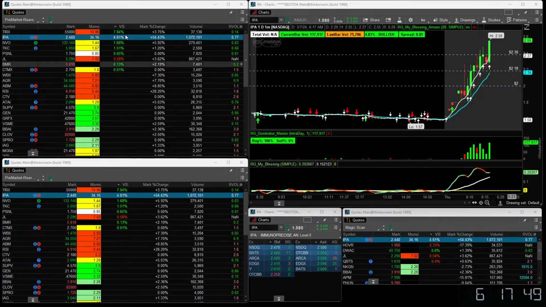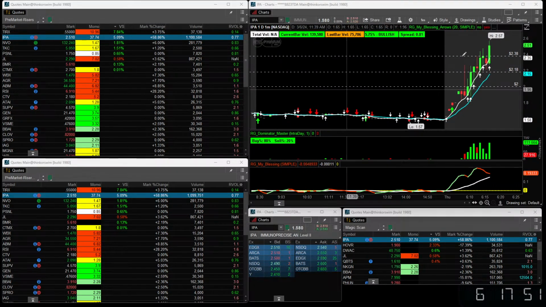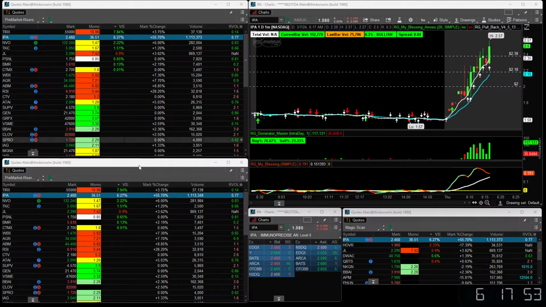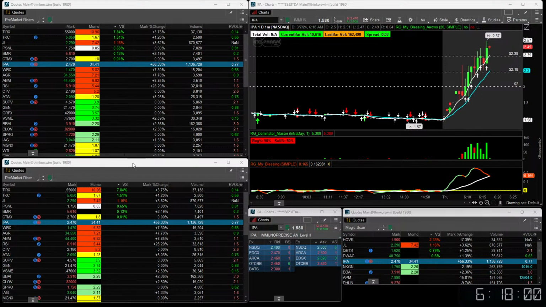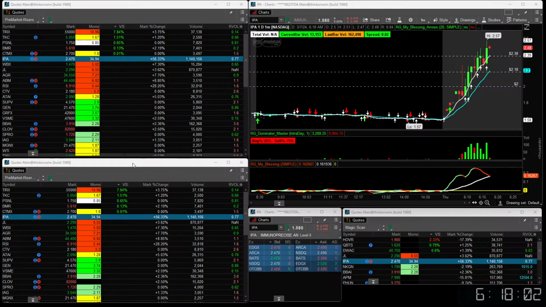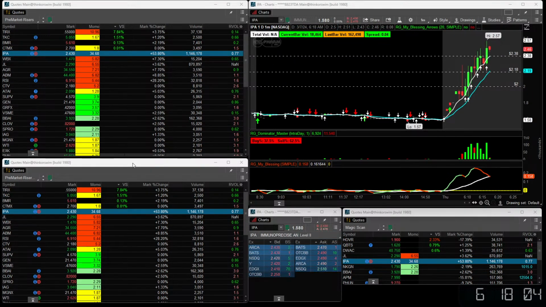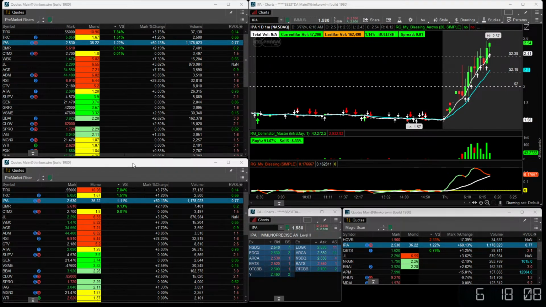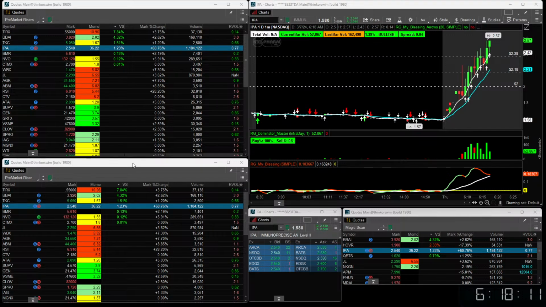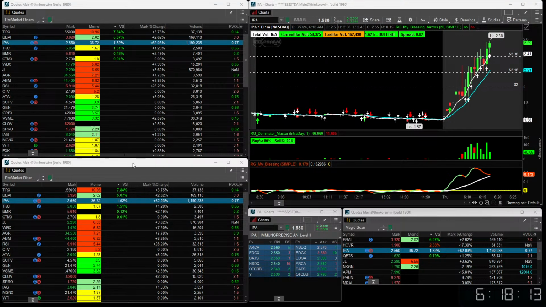Continuing to watch these volume spike numbers. A $2 stock is still going. More buyers are finding it. Green dominator bars on it.